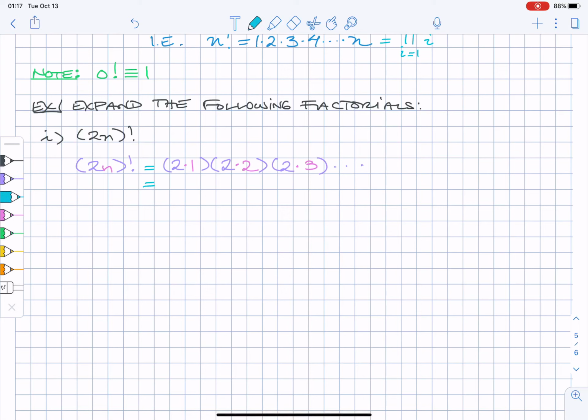This is 2 times 4 times 6 times 8. It's all the even numbers, so it's a product of all the even positive integers.